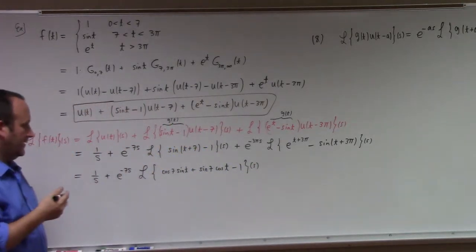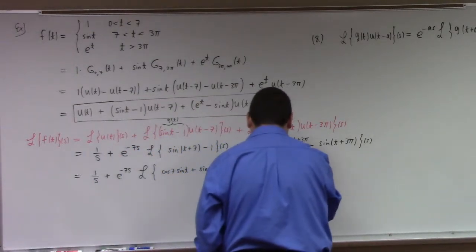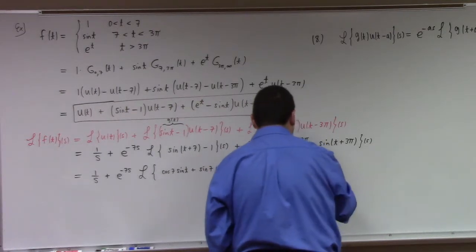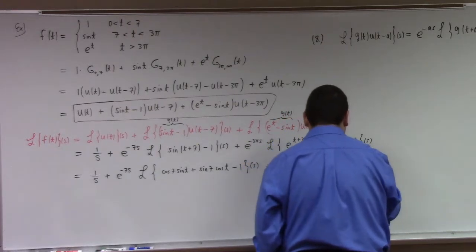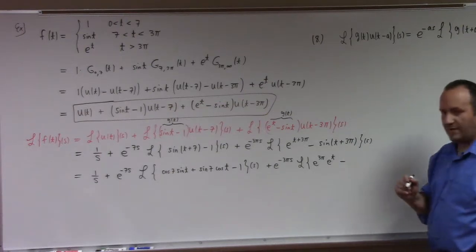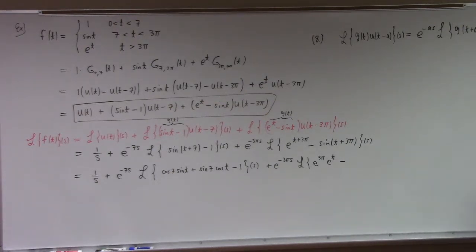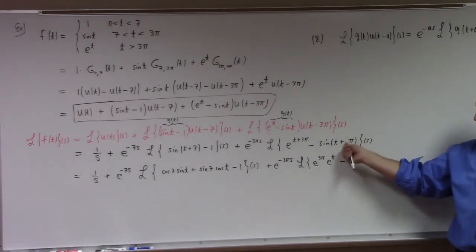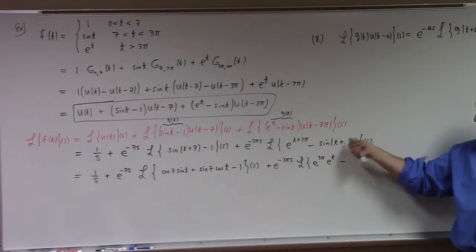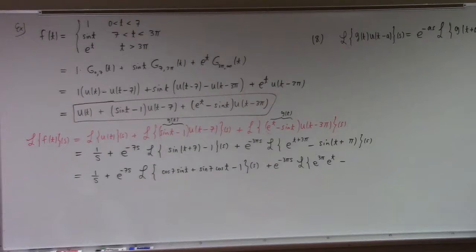And then my next term, I've got plus e to the minus 3 pi s times the Laplace transform and laws of exponents. So that's e to the 3 pi, e to the t, minus the sine of t plus 3 pi. Well, what happens when you add 3 pi to sine? First of all, what happens when you add 2 pi to sine? Does that change anything? No, sine is 2 pi periodic, right? So one thing I could do is just erase this 3 and make it into a pi. That hasn't changed anything, right? What happens when you add pi to the argument of sine? It pulls out a minus, right?